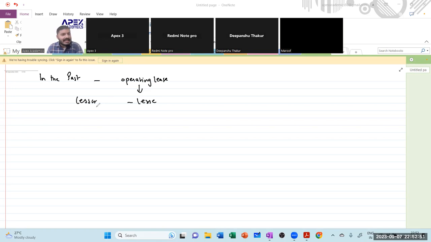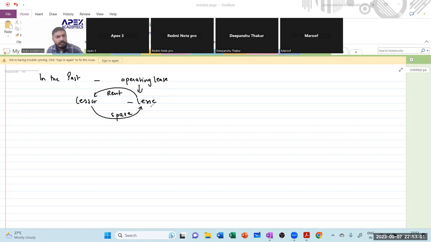What does the lessor offer to the lessee? The lessor offers to the lessee space. What does the lessee give to the lessor? It gives him rent. It could be per month, it could be per quarter, it could be per annum, depending on the agreement. Generally, it is per month throughout the place. What used to happen is that lessees used to use this space like it was their own and keep paying a monthly rental. They used to keep using this space for a bunch of years at a stretch. 5, 10, 15, sometimes 20, sometimes more than 20.